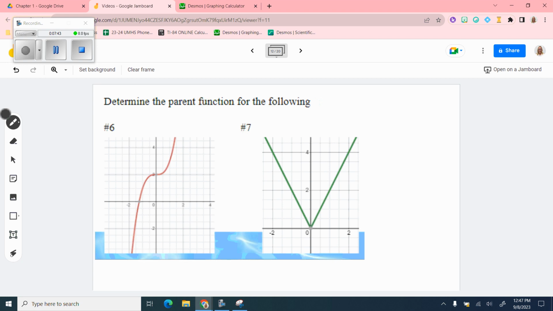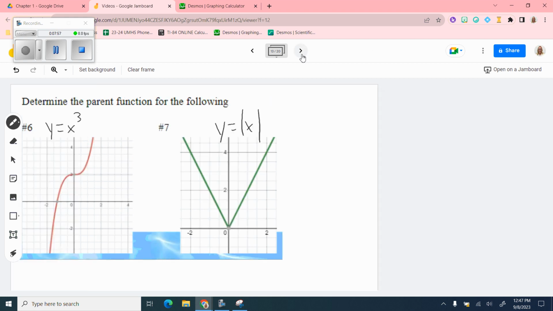All right, determine the parent function. So here you can see this gives you that cubic feature. So my parent function is y equals x cubed. And here you can see you have that V shape. So it's the absolute value of x on that one. All right, and that is our homework.